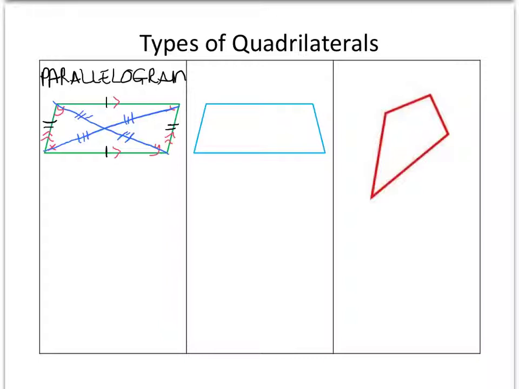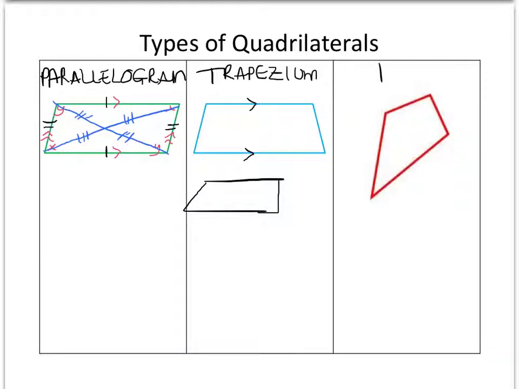Okay, next one is a trapezium. And with a trapezium, there's not much that's special about it. All that a trapezium has to have is one pair of parallel sides. So that's it. None of the lengths have to be equal to each other, and none of the angles have to be equal to each other. You could have a trapezium that might look like this, something like that. So we just need to have one pair of parallel sides for a trapezium.